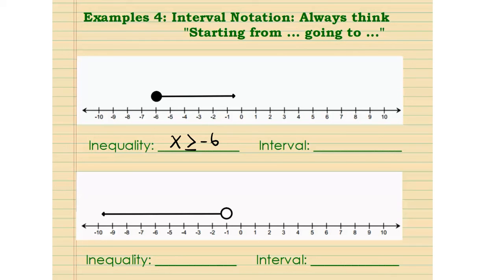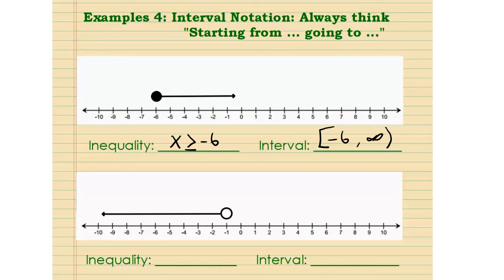For the interval, we are going to consider what is the minimum x value and what's the maximum x value. Minimum x value is negative 6. Maximum x value is positive infinity. Is negative 6 included? Yes. So we use a square bracket. Infinity is never included. Regular parenthesis.